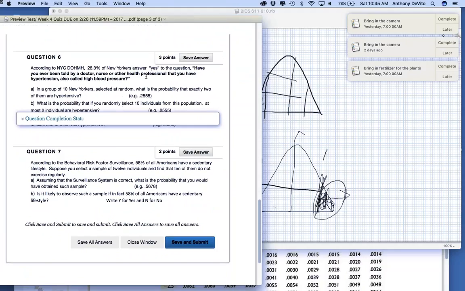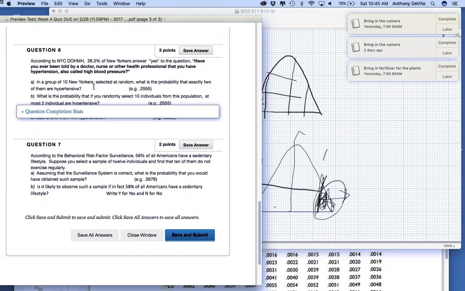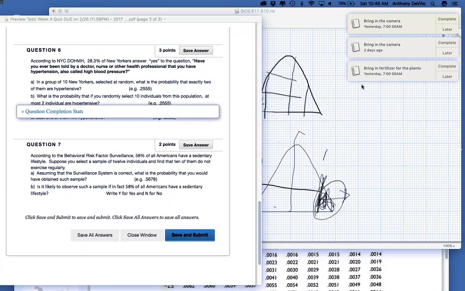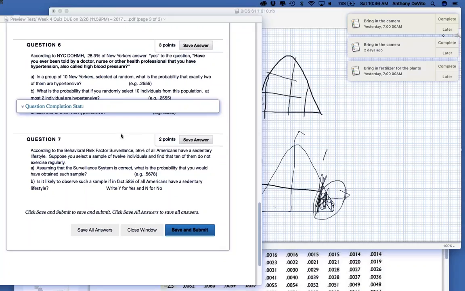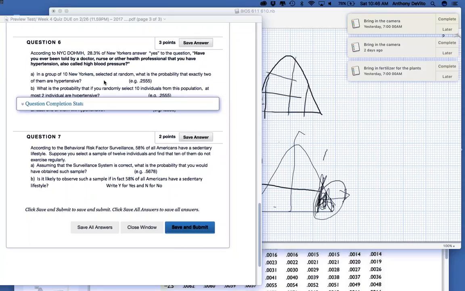According to a survey, 28% of New Yorkers answered yes to the question, have you ever been told by a doctor that you have hypertension? Now, I want to show, this is a good excuse to talk about Excel. I don't know how many of you are still there. We've still got 6 people here, right? That's pretty good. So, looking at question 6 here.